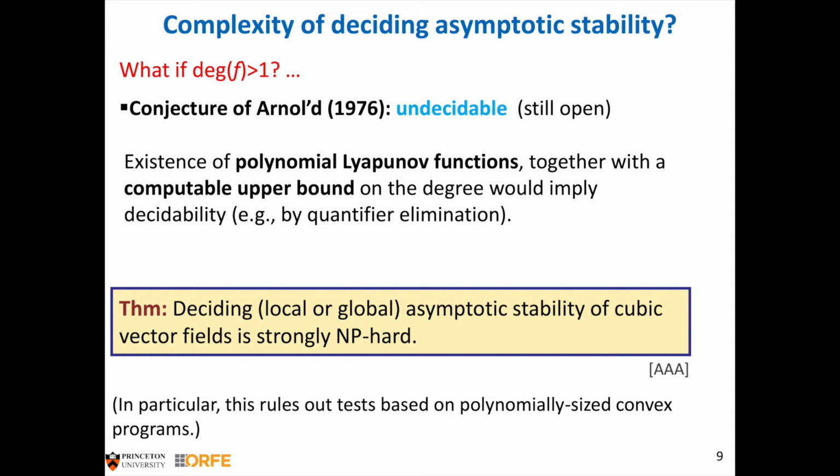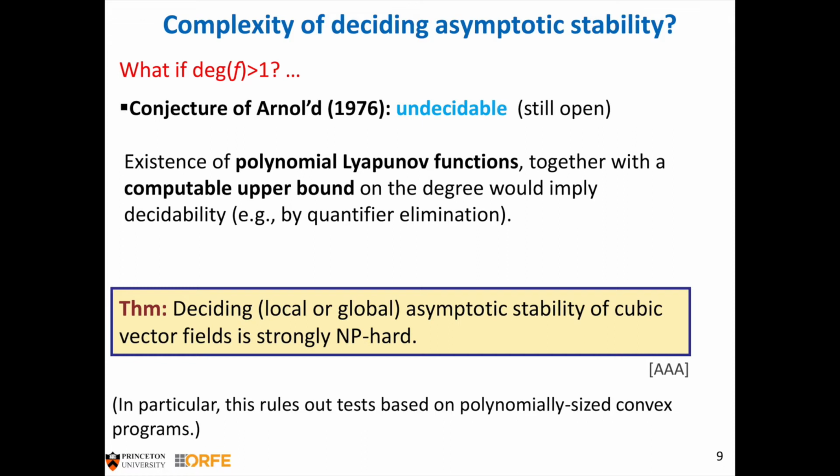So if we could prove that asymptotically stable polynomial vector fields always admit polynomial Lyapunov functions of some degree, and if you could moreover compute a degree bound, this degree bound can be very bad, it could be towers of exponential, but if it's finite, then this conjecture would be false. It turns out that if you fix the degree and ask, is there a polynomial Lyapunov function of degree 100, that can be answered in finite time. There are multiple ways of doing it, for instance, by quantifier elimination. So this question, therefore, connects to the question of complexity.